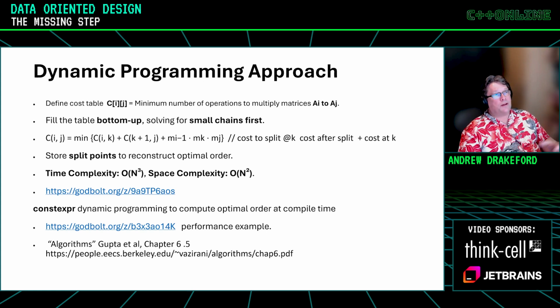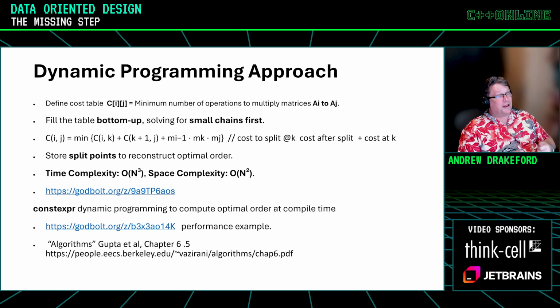We could define a cost matrix, Cij, which gives the minimum number of operations in multiplying the sequence between Ai and Aj, and we could fill this table up from the bottom up using this relationship here. Cij is the minimum of Cik and Ck+1,j, plus an extra term involved in the multiplication of joining the product of Cik and Ck+1,j. We saw the split points also, and this has time complexity order n cubed and space complexity order n squared.